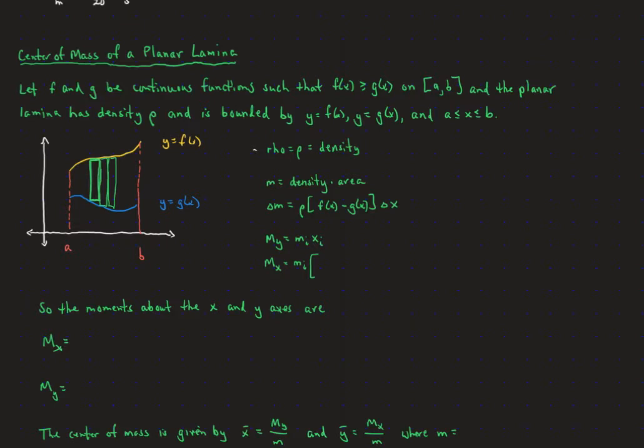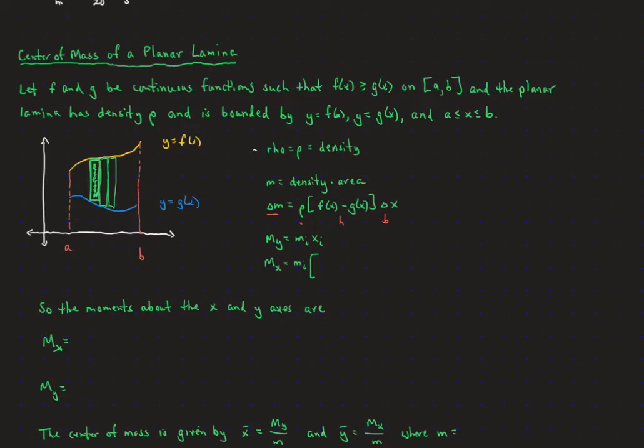So first, our mass. If we look again at this first rectangle right here, its mass is going to be the density times the area, and the density we've said is this rho, and our area is something we've talked about before. It's going to be a base times a height, and the height is going to be the top curve, f of x, minus the bottom curve, g of x, and then times the base, which is delta x. So that little delta mass is going to be rho times f minus g times delta x.